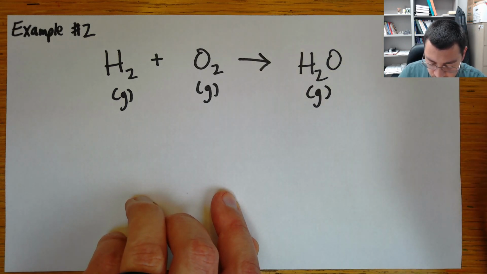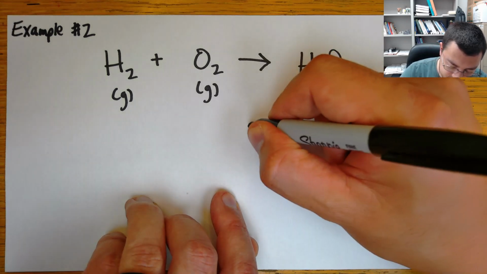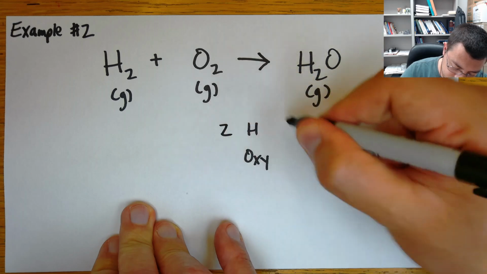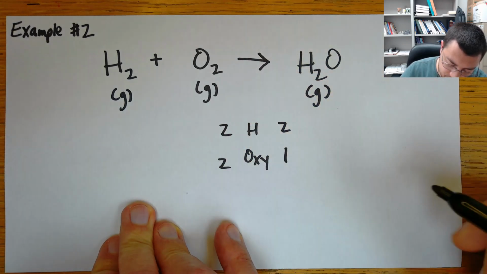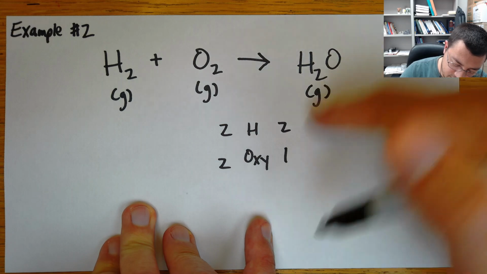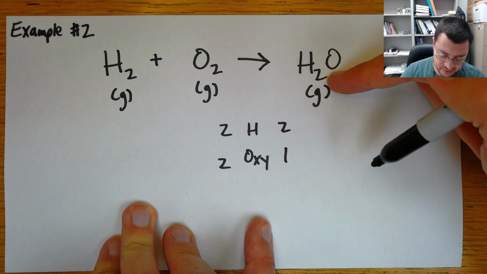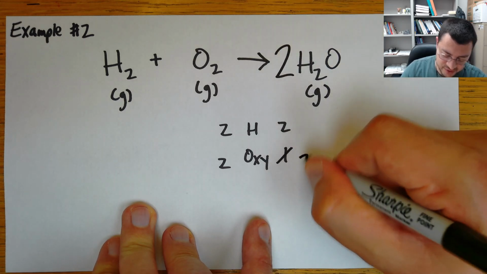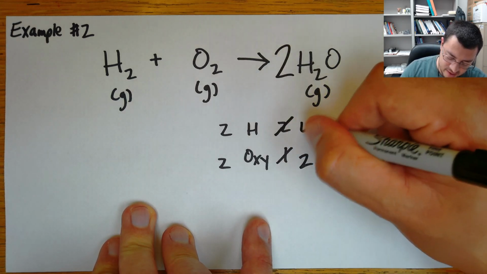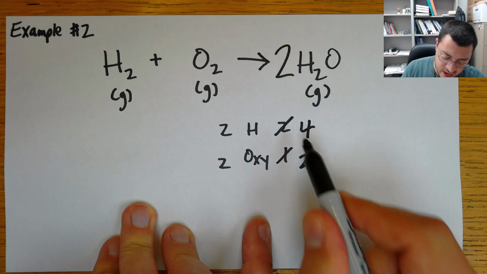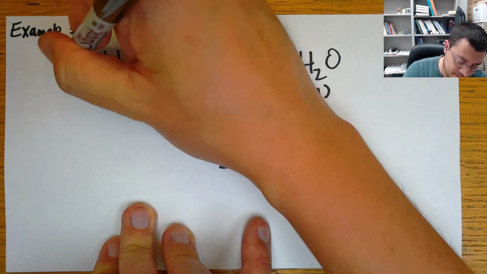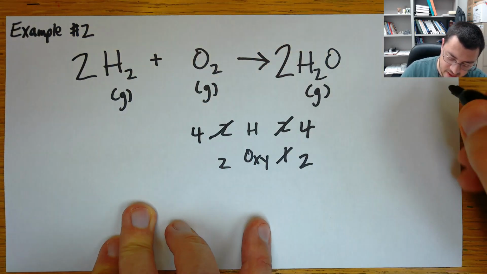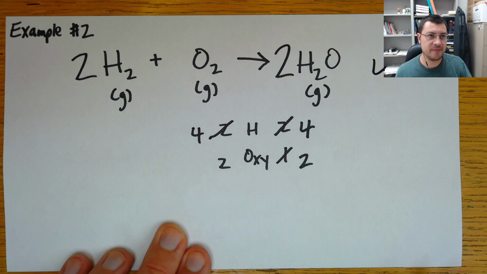So here we'll try this method this time. I know some people like it this way. We have 2 and 2 and 2 and 1. This side is lacking for oxygens. So if I put a 2 here, that will fix my oxygen problem. And it'll create a hydrogen problem, but we can fix that by putting a 2 there. 2 times 2 is 4. And this reaction is done.